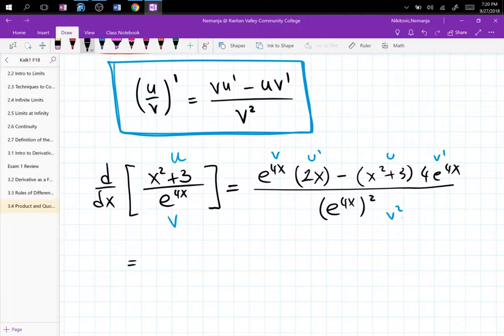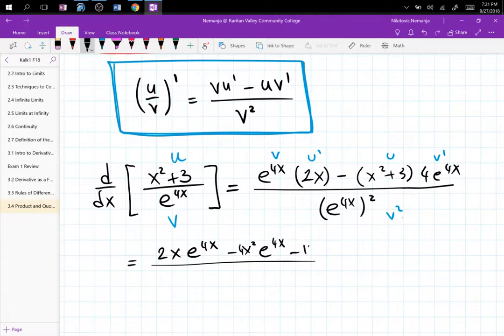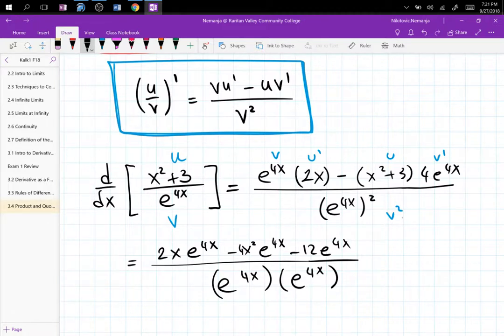Now we have 2x e to the 4x minus, sorry, 4x squared e to the 4x, and then minus 12 e to the 4x divided by e to the 4x. And yeah, it does look weird, but I'm going to write it like this, because when you have something squared, it's base times itself. So if the base is e to the 4x, then e to the 4x squared is e to the 4x times e to the 4x.